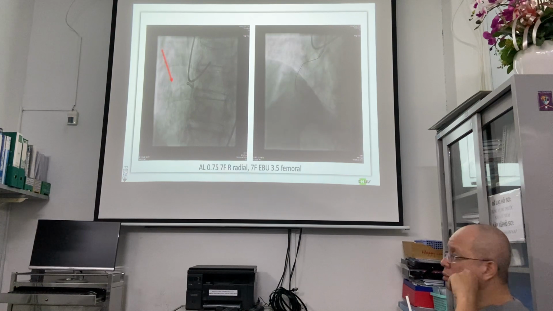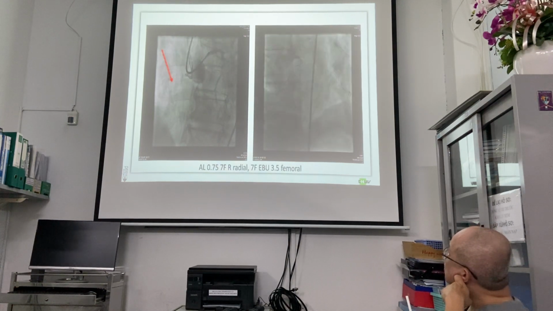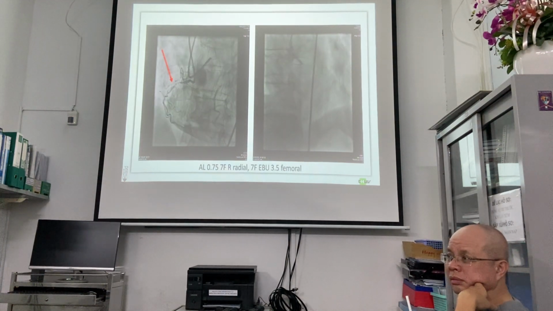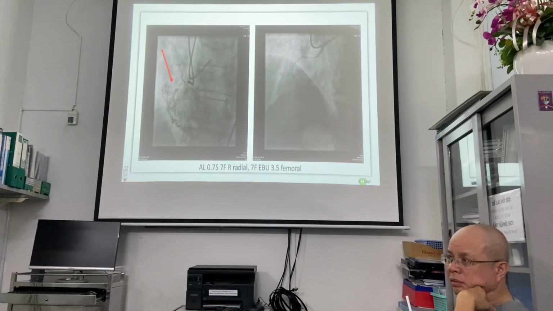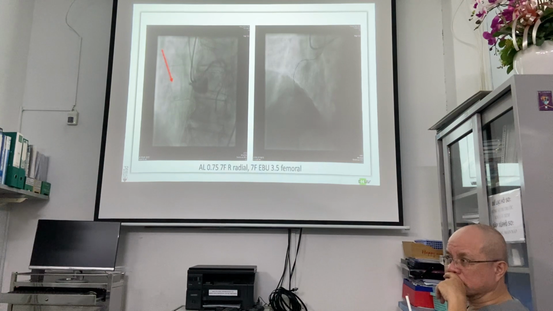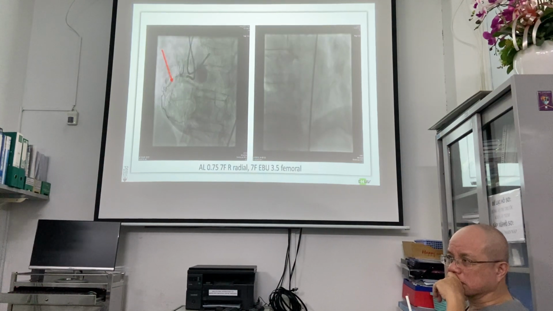Immediately the heart arrested. He got into a circuit of metabolic acidosis, lactate going up, and then you lose the patient.